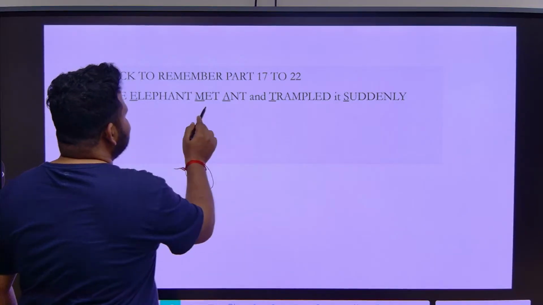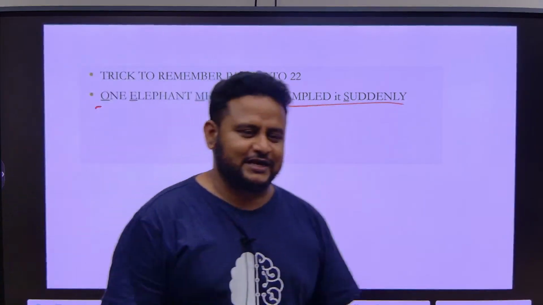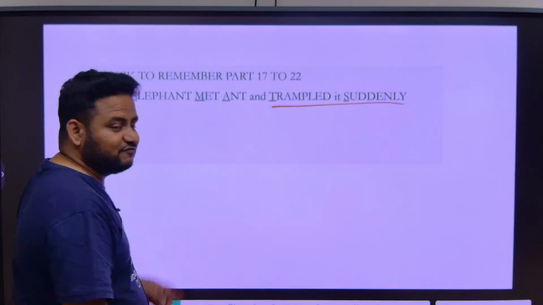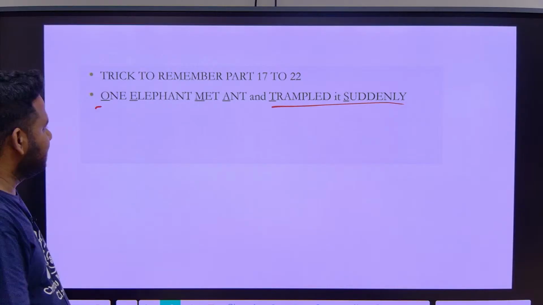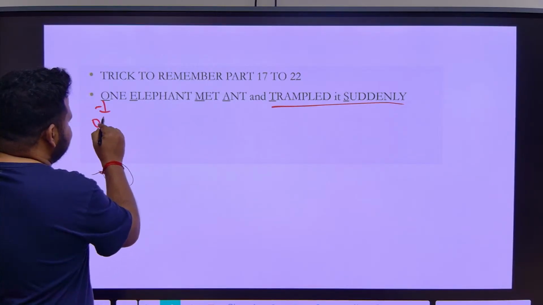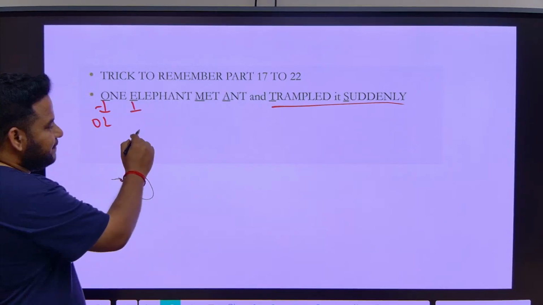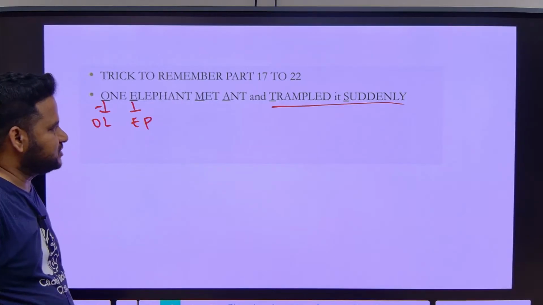One elephant met an ant and trampled it suddenly. That is the way to remember. So here, what does each letter stand for? That is very important. One elephant met an ant and trampled it suddenly. O is official language. E is emergency provisions. What is M?